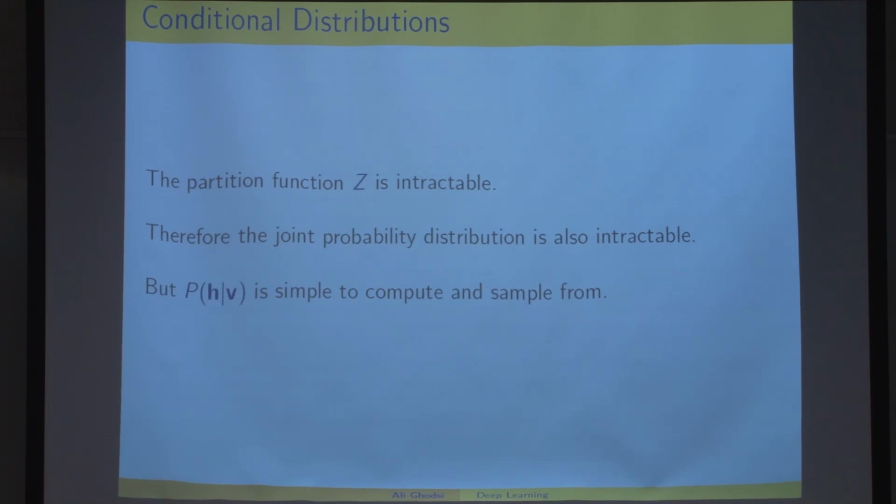The joint is intractable, but the conditional is easy to compute. So if the conditional is easy to compute and easy to sample from, then how can I sample from the joint distribution? I know how to sample from h given v. I know how to sample from v given h. But I need to sample from h and v.